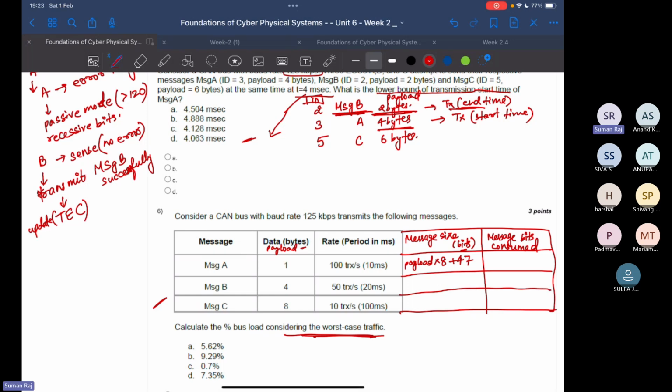All right, and message bits consumed is actually how much? It's your bits that you get from here into this rate that you have. Okay, so you calculate that, you have a total sum over here that is going to be the message bits consumed for all the messages. Okay, so that is basically total bits, periodic bits consumed.